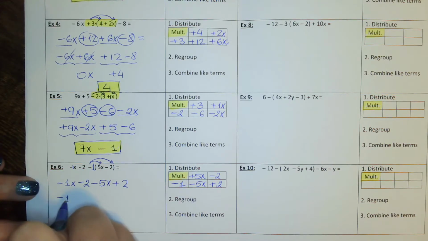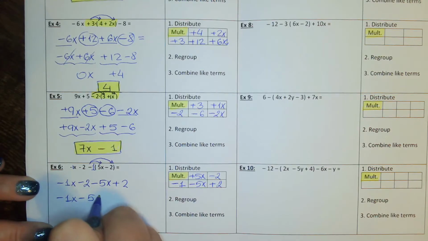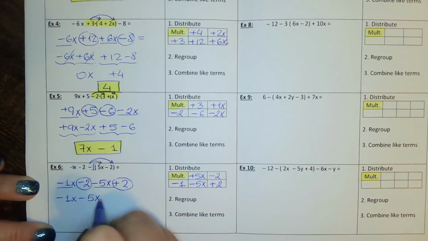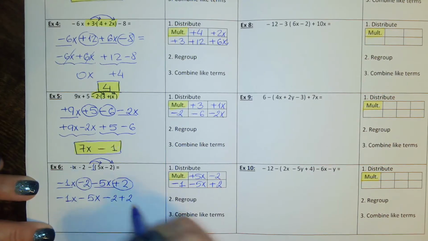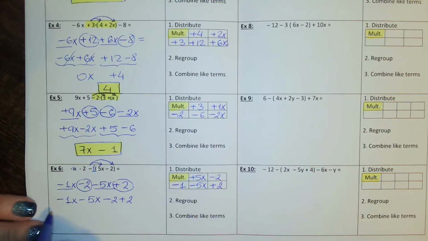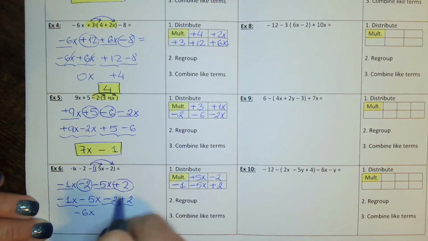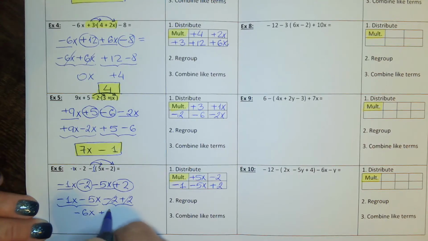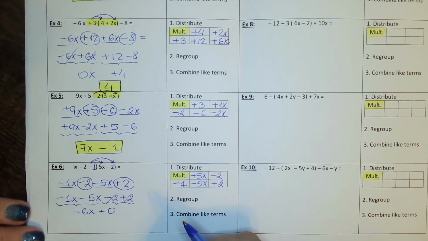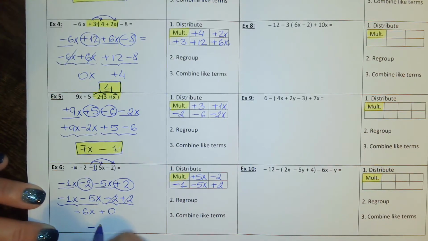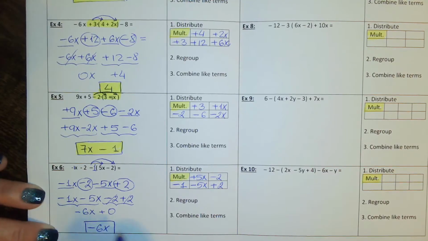Regrouping, bringing together the x terms, positive, -2 and +2, the constants, and then combining the like terms. Same sign, add the numbers, keep the sign, different sign subtract, and now we have these two canceling each other, or +0. If we add a 0, the answer is still -6x. And here is your simplified expression.